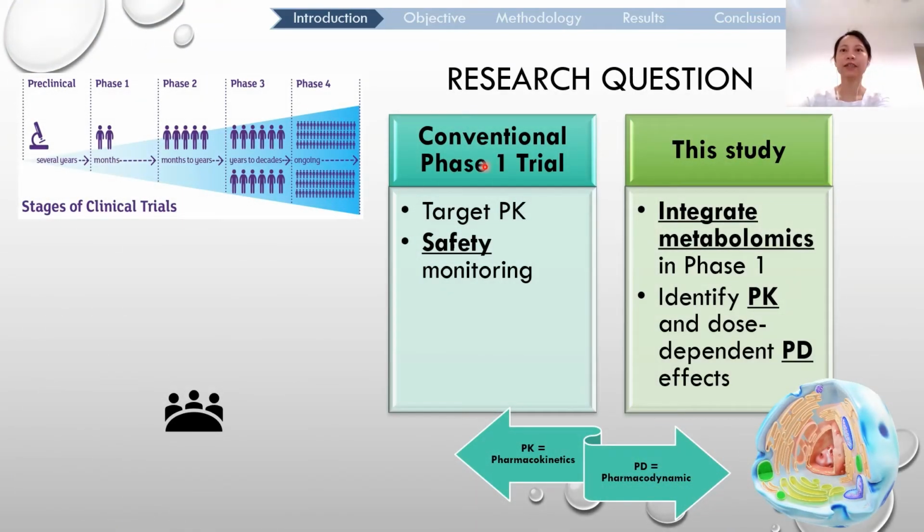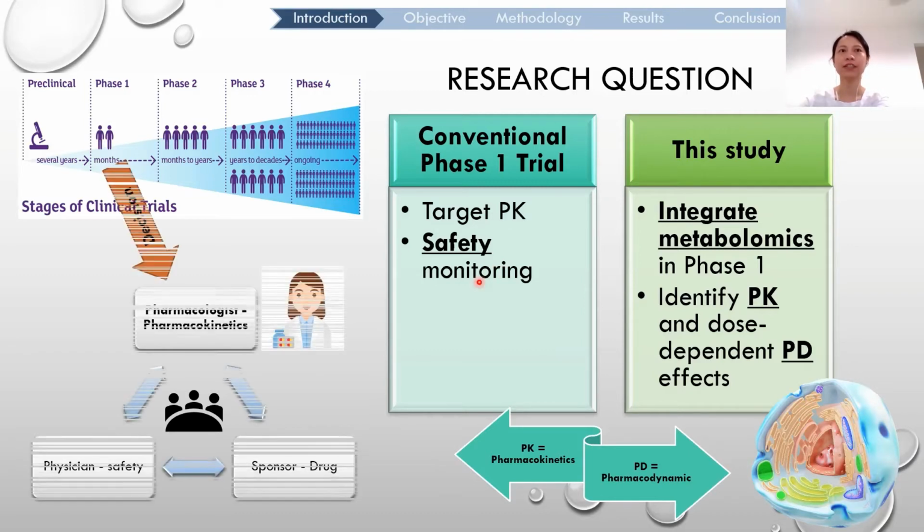In the conventional phase 1 trial, it mainly targets pharmacokinetics performed by pharmacologists or pharmacists, and safety monitoring of single ascending dose and multiple ascending dose by the physicians. The dose escalation decisions in the phase 1 trial highly depend on the combined input from the physicians, pharmacologists, and sponsor, as written in the Malaysian phase 1 guidelines. In this study, we increase the value of pharmacologists by integrating metabolomics in the phase 1 study, identifying pharmacokinetics and dose-dependent pharmacodynamic effects through human metabolic pathways.